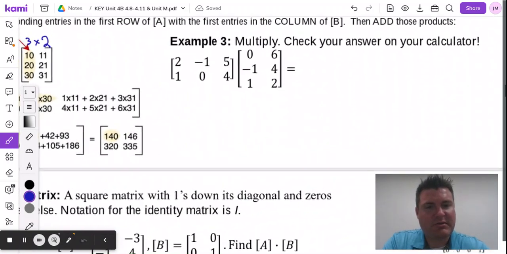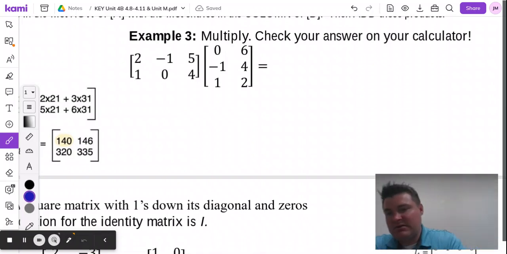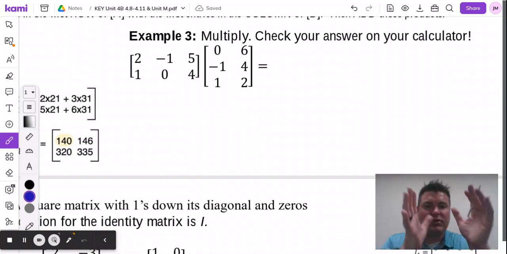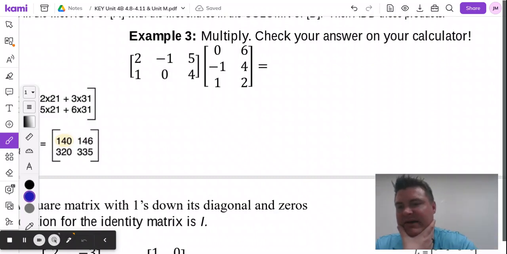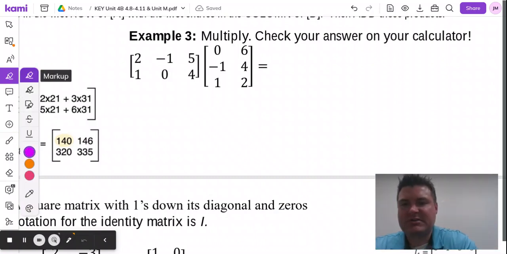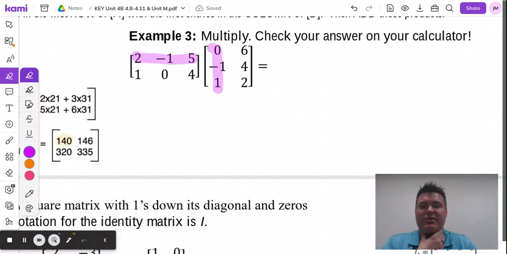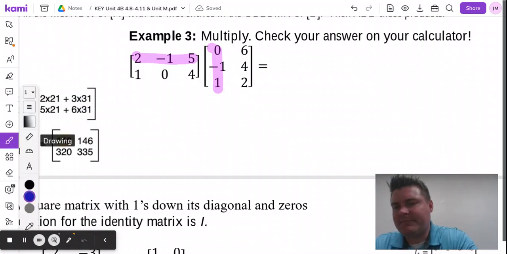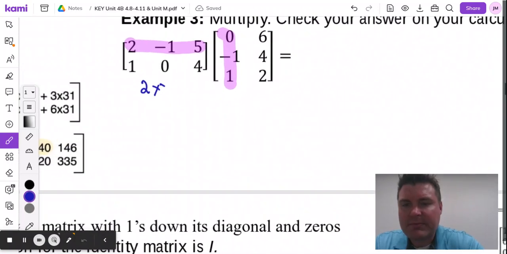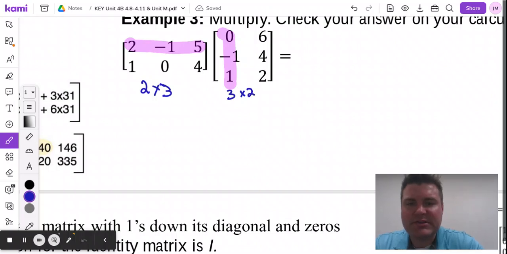I'm going to go through this. I can tell that my computer is glitching a little bit, so this is going to be really fun. I'm going to highlight what I'm doing as I go through the process. First I'm going to do the top row with the left-hand side. This is 2 rows by 3 columns, and this is 3 rows by 2 columns. This is going to produce a 2 by 2, so our final answer is going to be a 2 by 2.